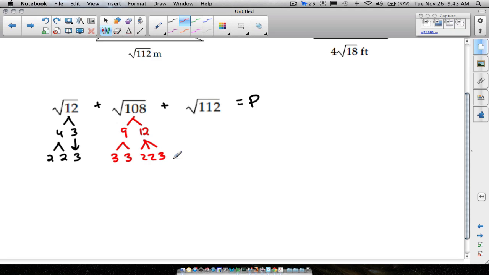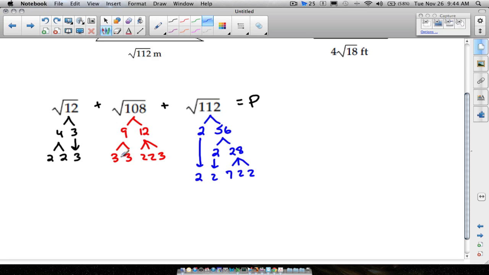All right, 112. Let's see, something that goes into 112. I know 2 goes into it, so we'll go ahead and do 2. 2 times 56. 56 you can break up into 2 times 28. 28, I'm going to go ahead and skip a few steps here. 28 is 7 times 4. So therefore we can just take 7 times 2 times 2, because that's 7 times 4, bringing down our other numbers.